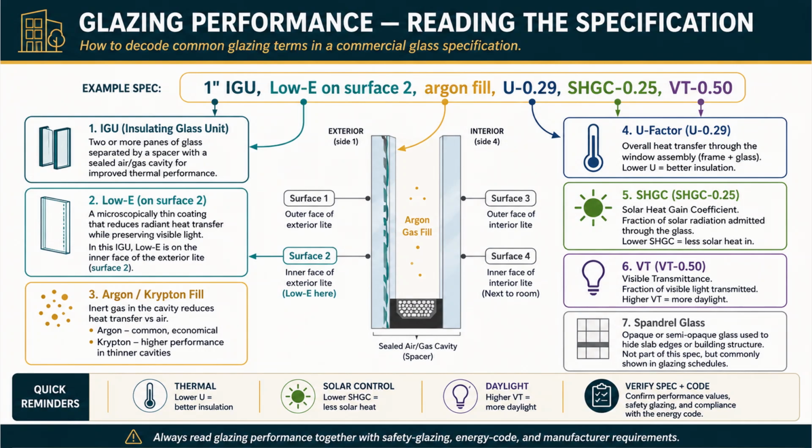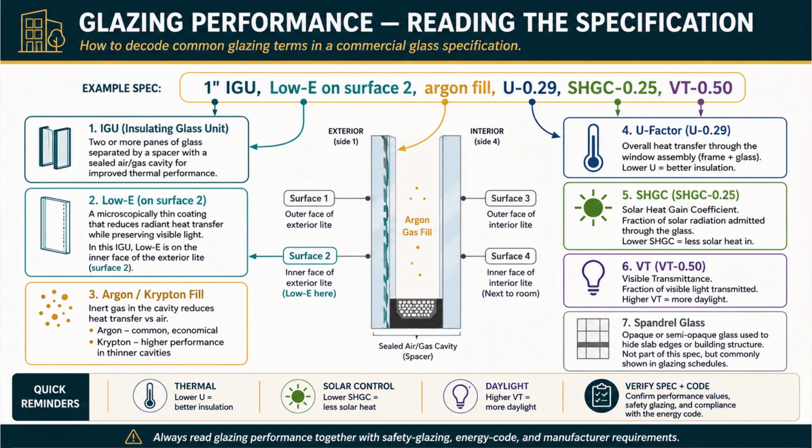Third, argon fill. That sealed cavity is filled with an inert gas instead of air. Argon is common and economical. Krypton gives higher performance in thinner cavities. The gas reduces heat transfer by convection across the cavity better than plain air does.